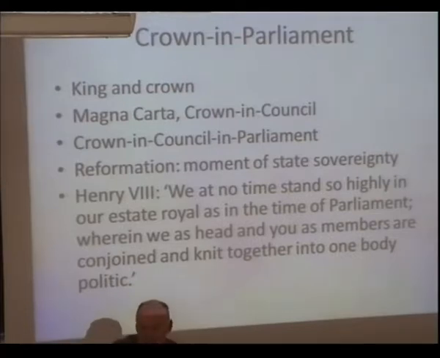So the body politic is the state, the entire political community. I, the king, am head of this body. You, the representatives, are the members, arms and legs of the body. We are united in making this decision. And that's the moment where you have sovereign authority, unlimited power of that institution to make and change law. Stop there.